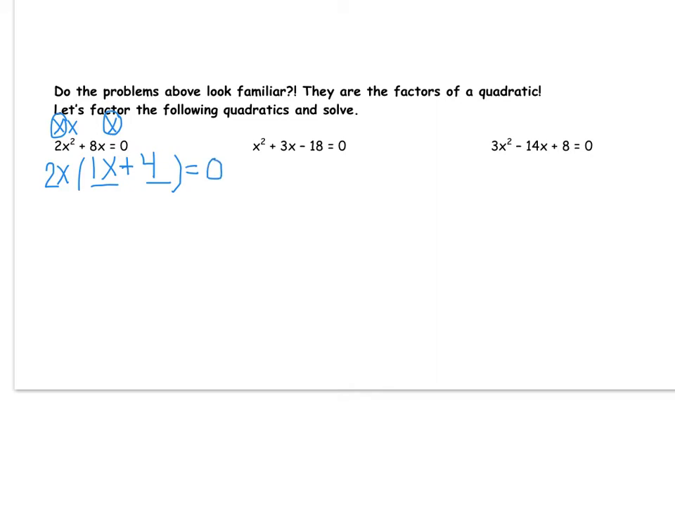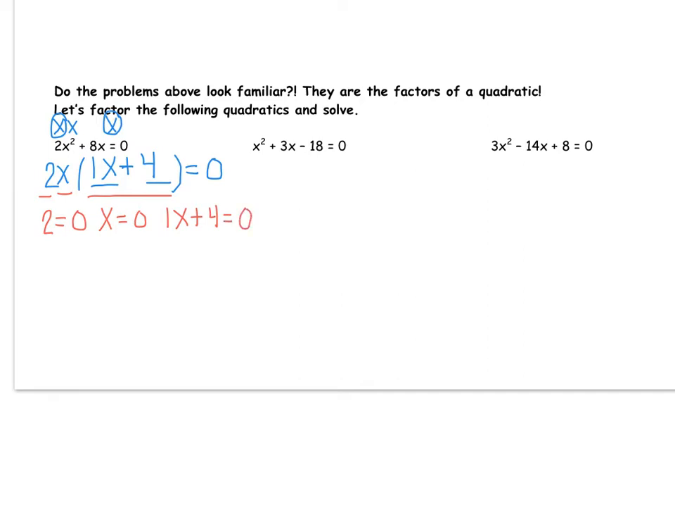So now I have one factor, I have x, and I have 2. Now it's 2 times x times 1x plus 4. I write that as 3 separate factors because there's 3 separate things being multiplied together. So now I take 2, I set it equal to 0. I take x, I set it equal to 0. And I take 1x plus 4, and I set it equal to 0.